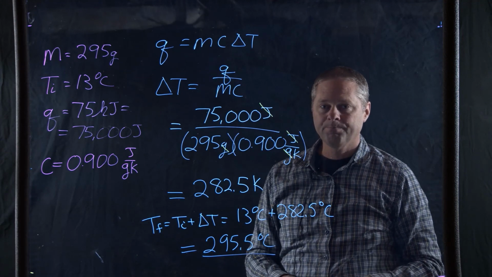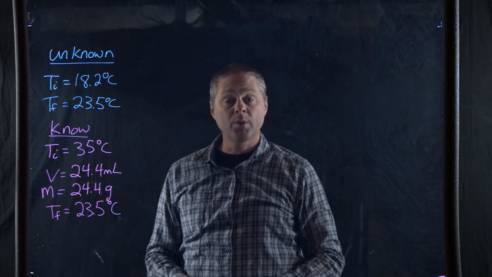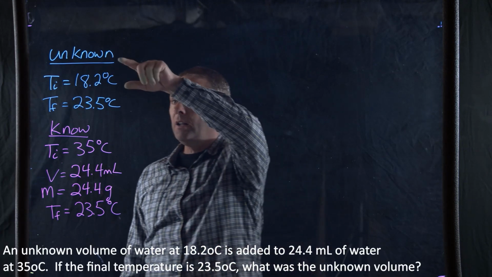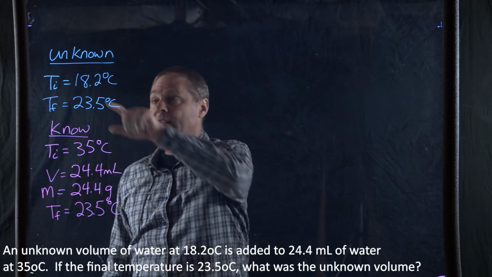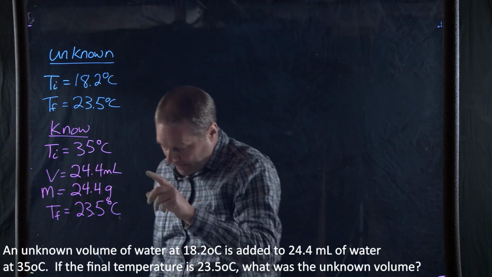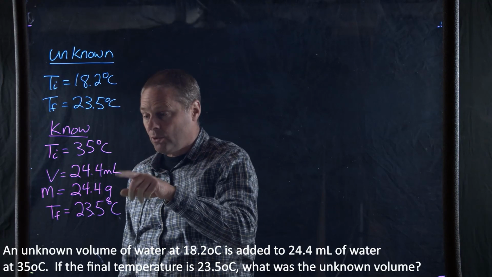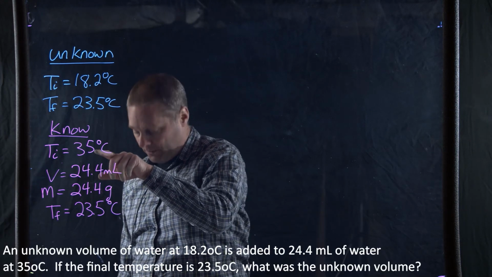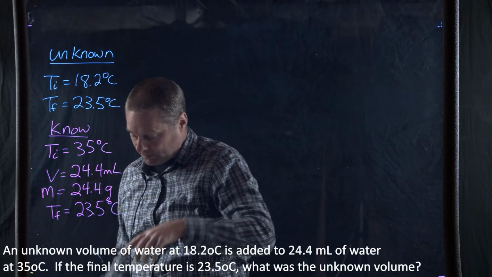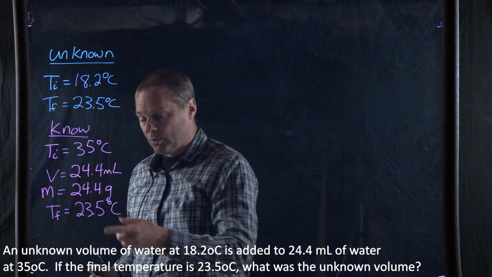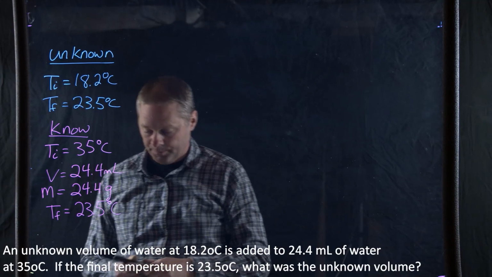All right. We have yet another problem that has to deal with calorimetry. The problem states an unknown volume of water initially at a temperature of 18.2 degrees Celsius is added to a volume of 24.4 milliliters of water that is at 35 degrees Celsius. When that is accomplished, the final temperature of everything is going to be 23.5 degrees Celsius.